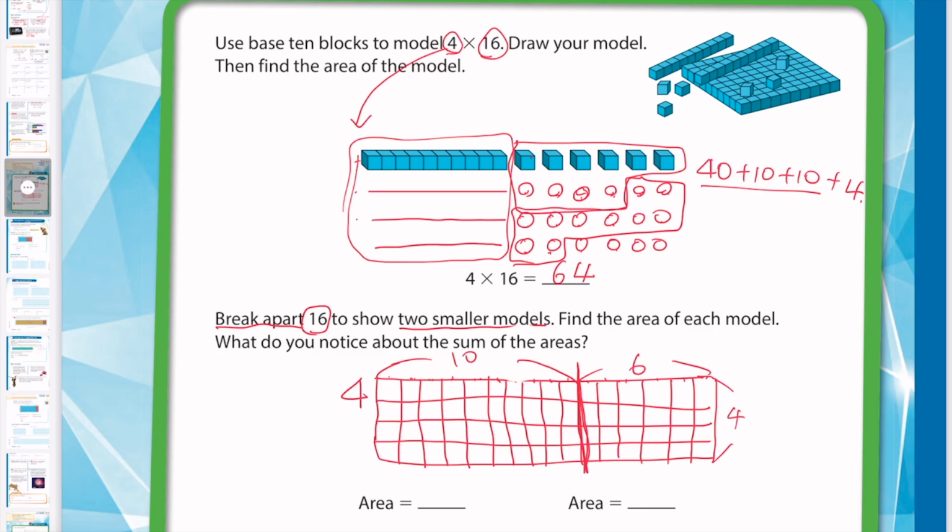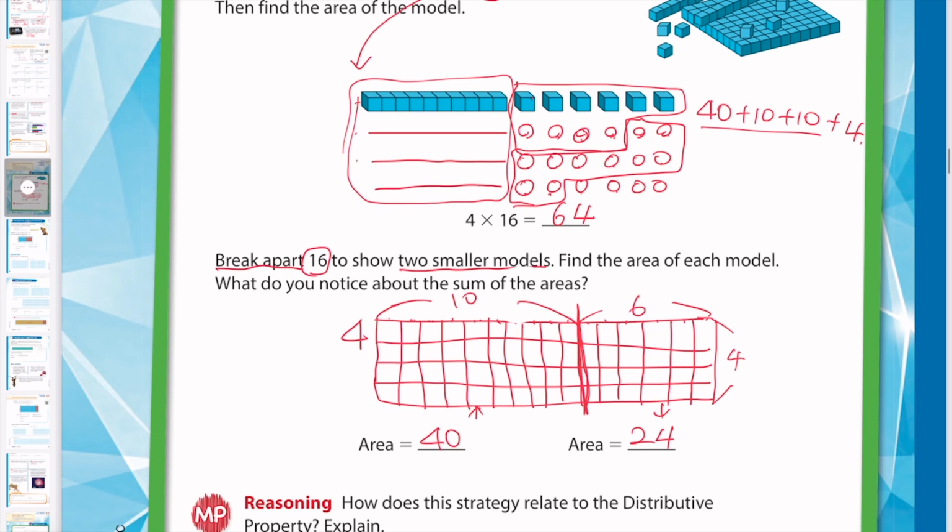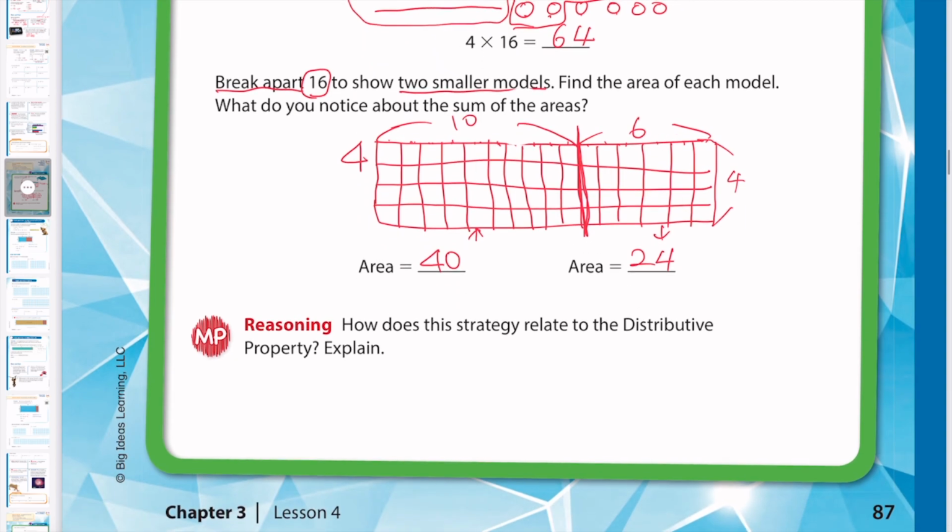Okay, so this area is going to be what? 40. And this area is going to be what? 6 times 4, 24. So this is going to show you the area of what? 64. Now how does this strategy relate to the distributive property? This strategy models the distributive property and how to use known facts to find unknown facts.